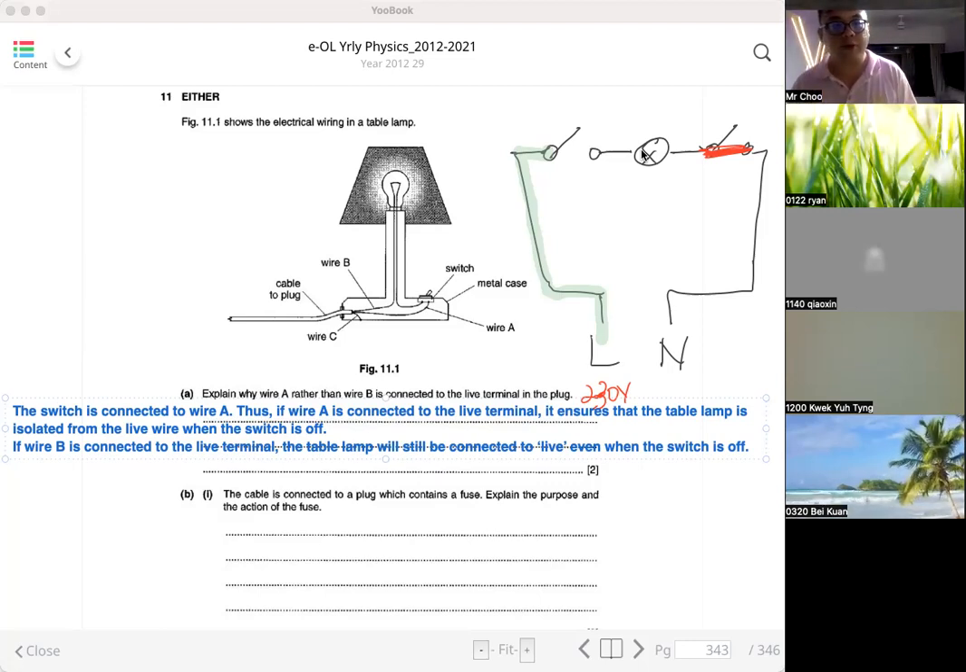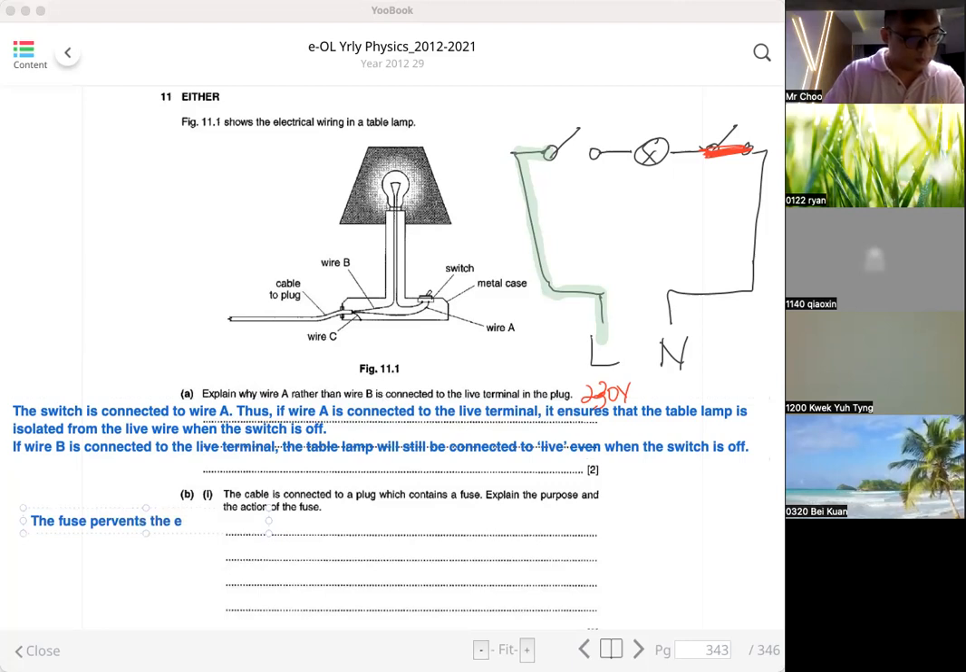Oscar, is that clear? Okay, now for part B1. What is the purpose of the fuse? I think this one, let me just give you the answer. It's a very straightforward question. You just need to know what the fuse is about. And this is a 3-mark question, so therefore you must write a bit more, okay?